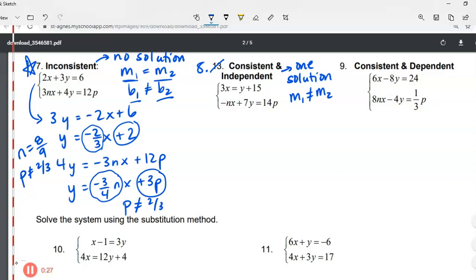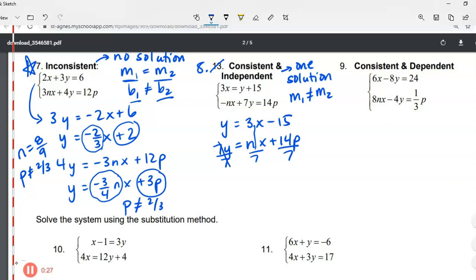So we're going to take it and go to slope intercept. So I'm going to have y is equal to 3x minus 15. For the bottom one, we're going to have 7y is equal to, but I'm going to move this over. So this becomes nx plus 14p, like that. Okay, so we're just going to focus on these two numbers. Uh-oh, I got to divide by 7. I got that. To each one.